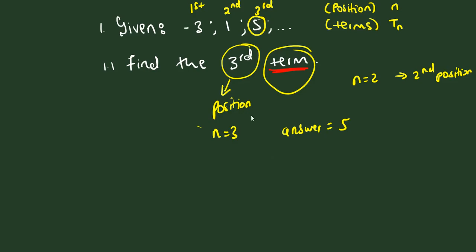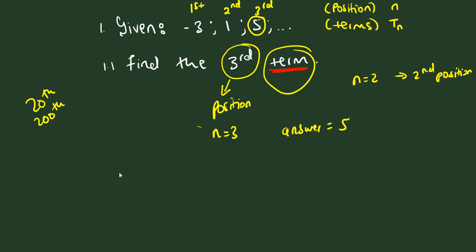But what if they asked you to find the 20th term or the 200th term? How would you find it? Well, it will be difficult because the 200th term won't be here. You would have to continue this pattern up until the 200th position. So we can all agree that we don't have time for that. We need to find a way of finding any term that we want, and that is why we use a general term, that we call the nth term.